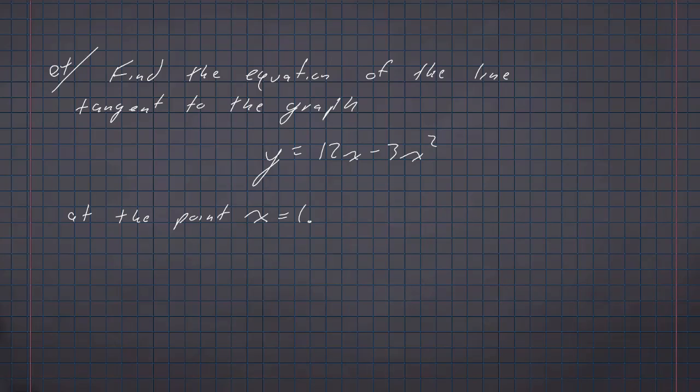Right. Here's a similar problem for you to try. Using our limit definition of the slope of a tangent line, I would like you to find the equation of the line tangent to the graph y equals 12x minus 3x squared at the point x equals 1. Take a few minutes, see where you can get with that, and I'll see you in the next video.